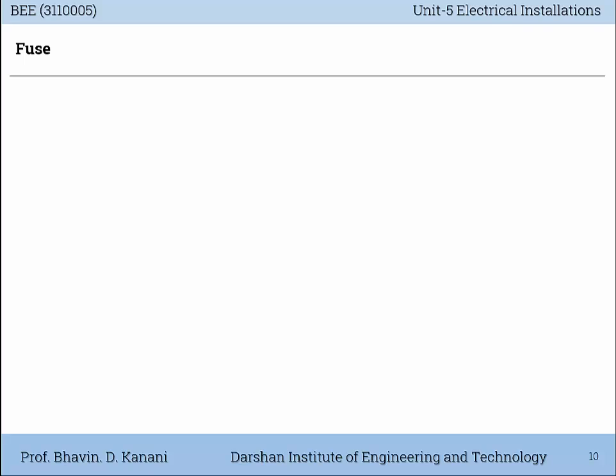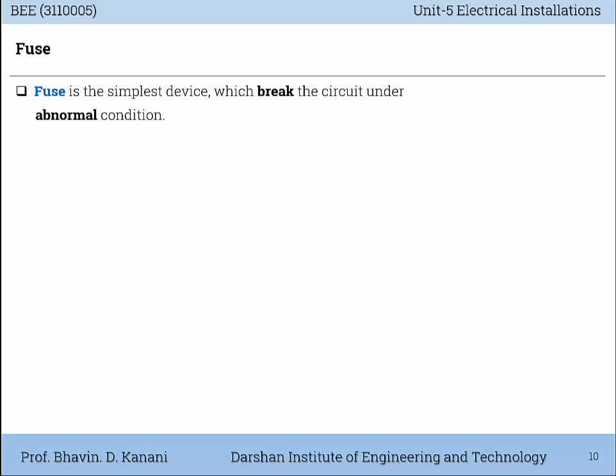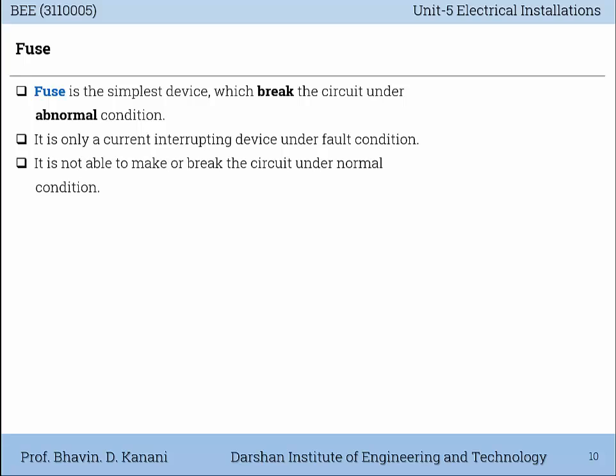Now let us understand the major basic safety devices one by one in detail. First is fuse. Fuse is the simplest device which breaks the circuit under abnormal condition. It is only a current interrupting device under fault condition. It is not able to make or break the circuit under normal condition.